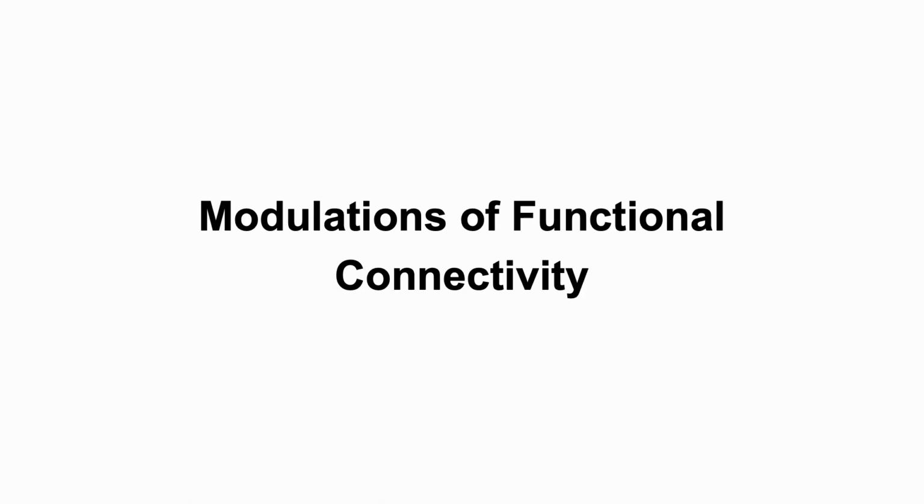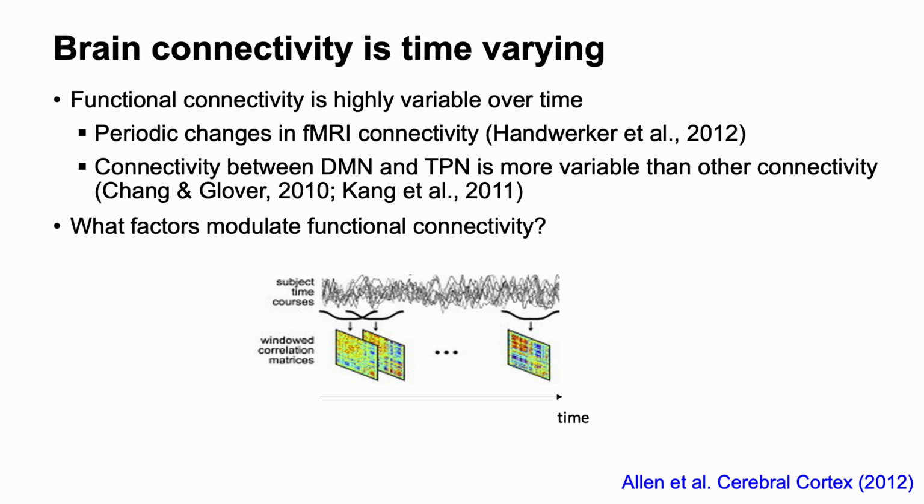Next, I'll talk about modulations of functional connectivity. As has been reported by several groups like Katie Chang and others, the connectivity pattern in the default mode and task positive network changes as a function of time and varies quite a bit.